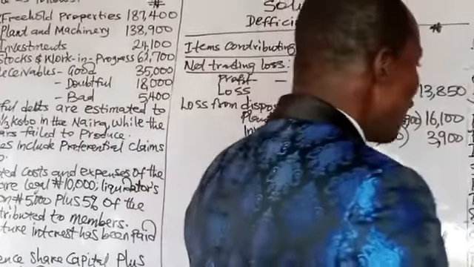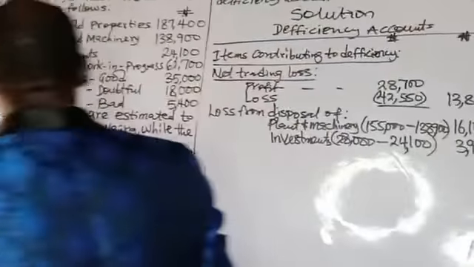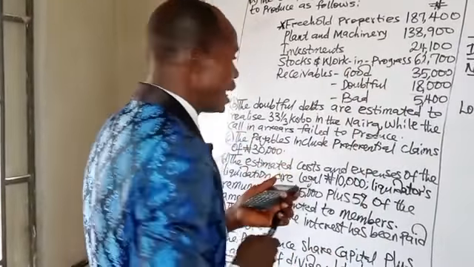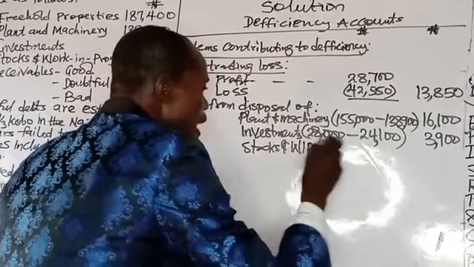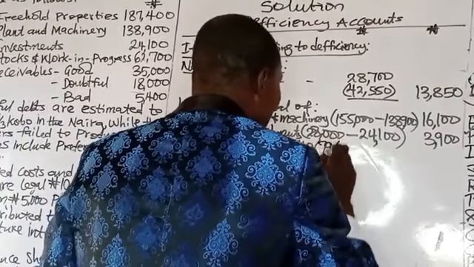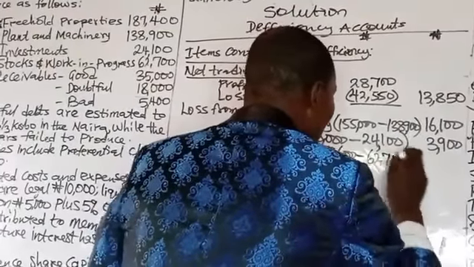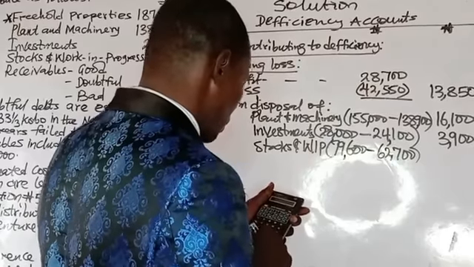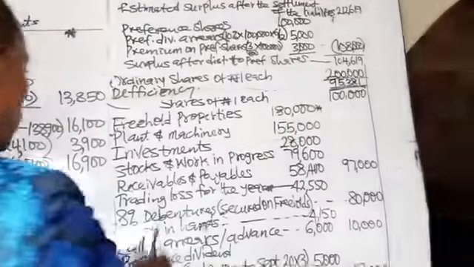Then after investment, we have stocks and work in progress. The book value is 79,600. And how much is the realizable value of stocks and work in progress? The realizable value is 62,700, which is lower than the book value. So the loss is 79,600 minus 62,700, a loss of 16,900. Then we also have receivables.